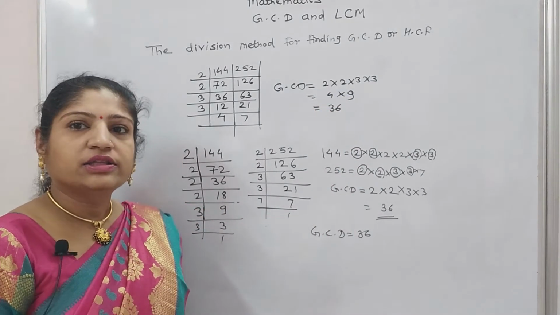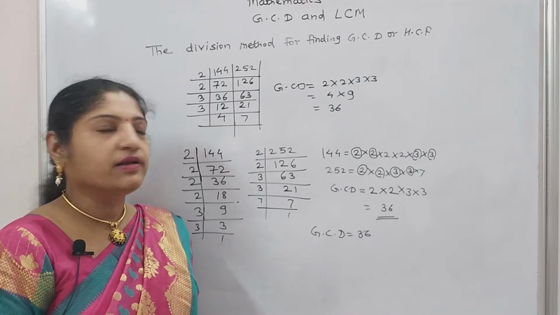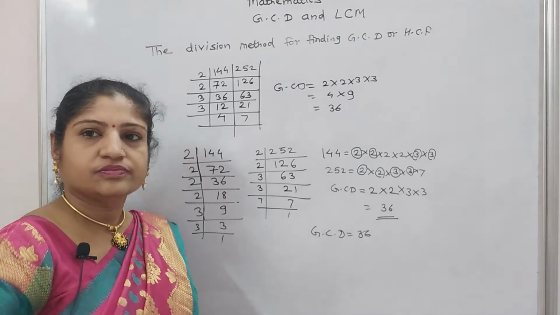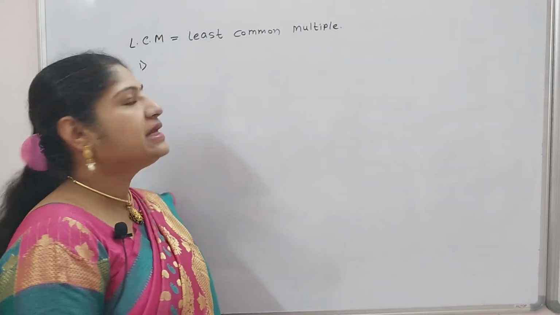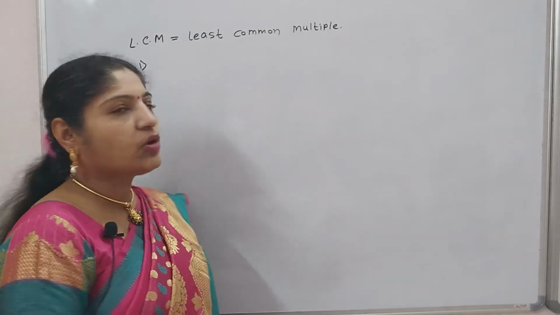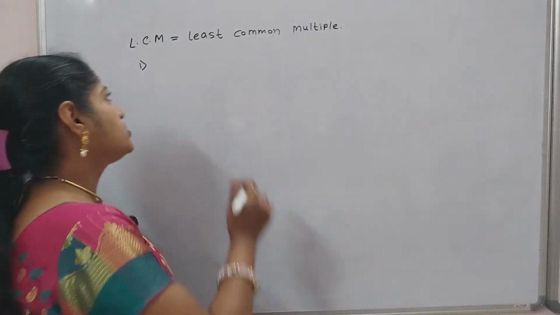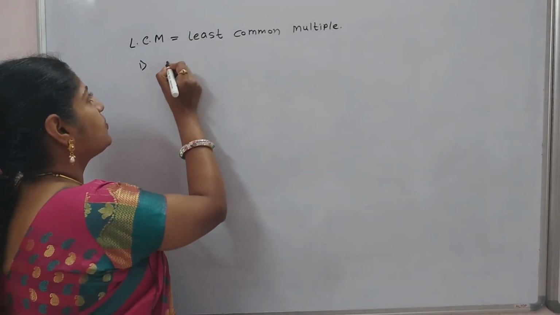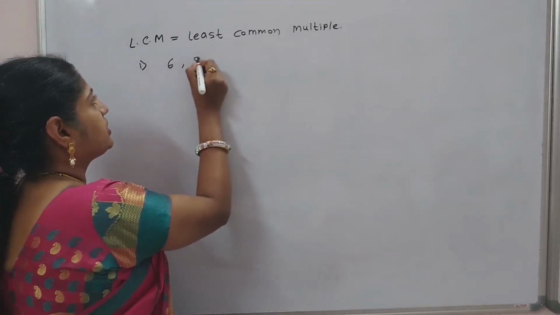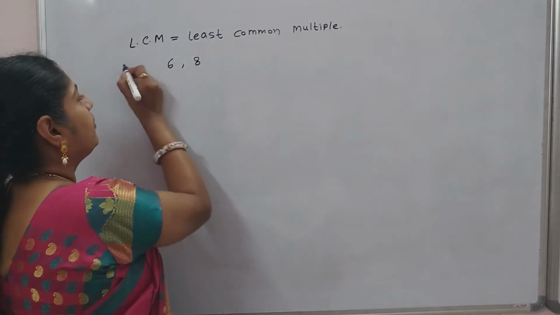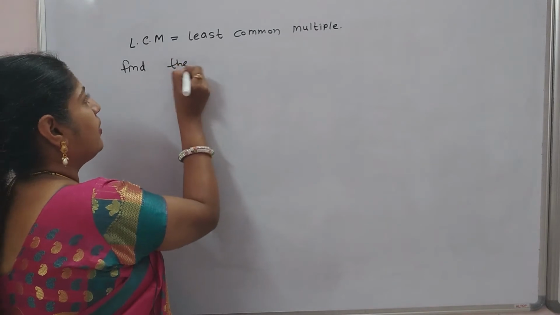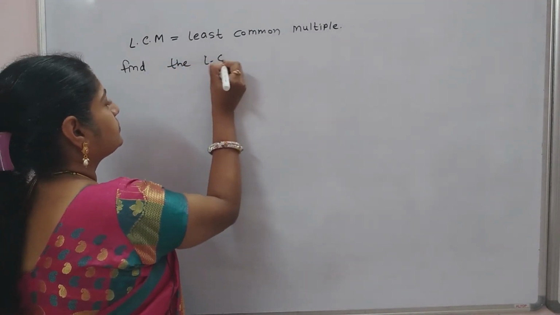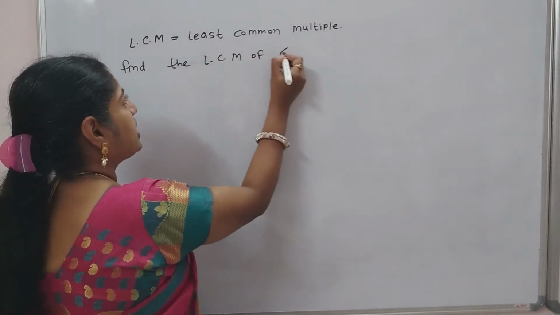So there are 3 or 4 methods of finding the GCD. Now the next topic is to find the LCM. LCM means least common multiple. First of all, I take a small example: find the LCM of 6 and 8.